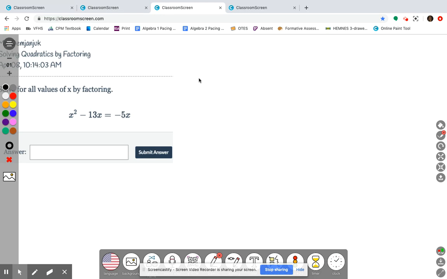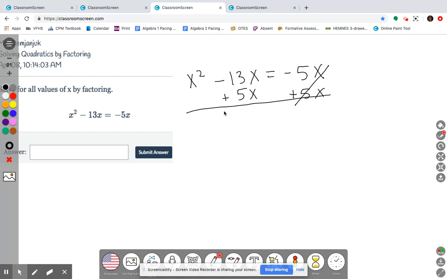Let's write down this second example. We start with x squared minus 13x equals negative 5x. Our goal again is to start by getting into standard form. So I want it to be set equal to 0, so I need to add 5x to both sides. My 0 pair cancels out. I'm left with x squared. Negative 13x plus 5x gives me negative 8x. That's set equal to 0.